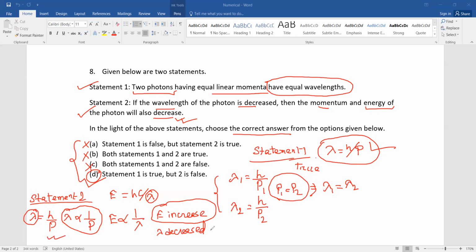I hope you have been able to understand the solution to this question. You just have to know the relationship between wavelength and momentum, and between energy and wavelength of a photon. If you know these relationships, it is very easy to examine which statement is correct and which is false.